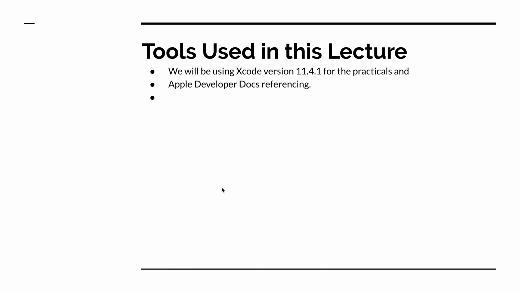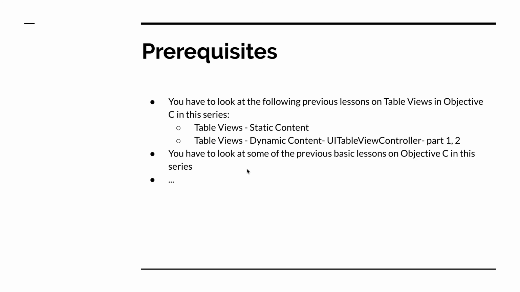Tools used in this lecture: we will be using Xcode version 11.4.1 for practicals and Apple Developer Docs for referencing. Prerequisites: you'll have to look at the following lessons, very important, about Objective-C in this series, about table views, static content, and also look at the other lectures on table view, dynamic content, UITableViewController part 1 and part 2 just before looking at this, right? You need to have some basic lessons as well.